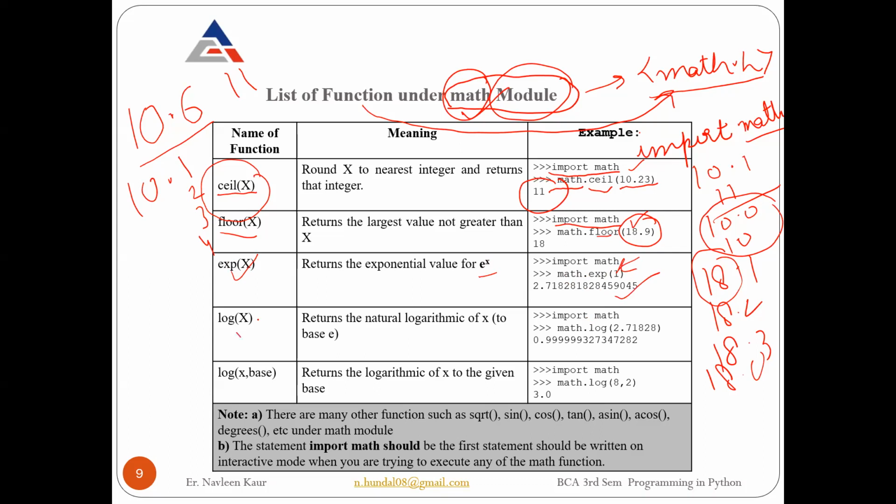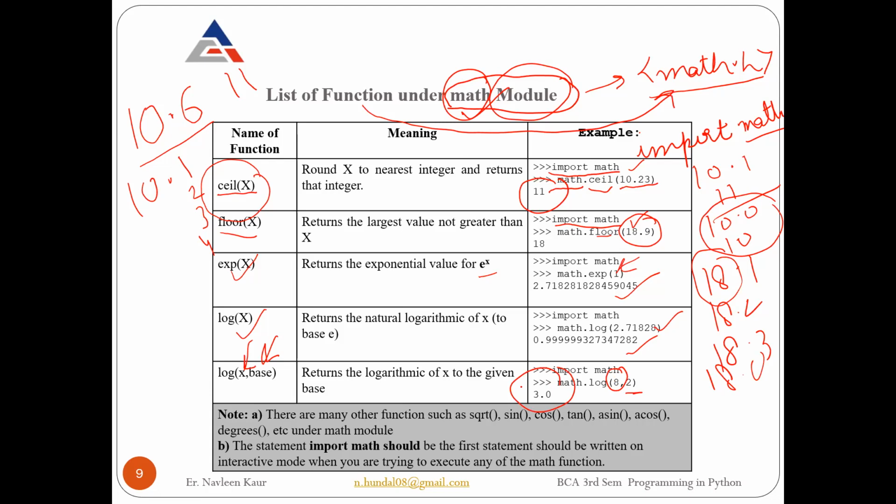Next is log x. You have used log tables. So how to do math.log? You want to find the log of this, it will give you the log. Then you can find the log with some base. Sometimes you say log base 2, log base 10. Okay, so the very first parameter is the value for which you want to calculate log, and second is to what base. So if I write 8, find the log of 8 to the base 2, it will return me 3.0. So the calculations happen at the end.